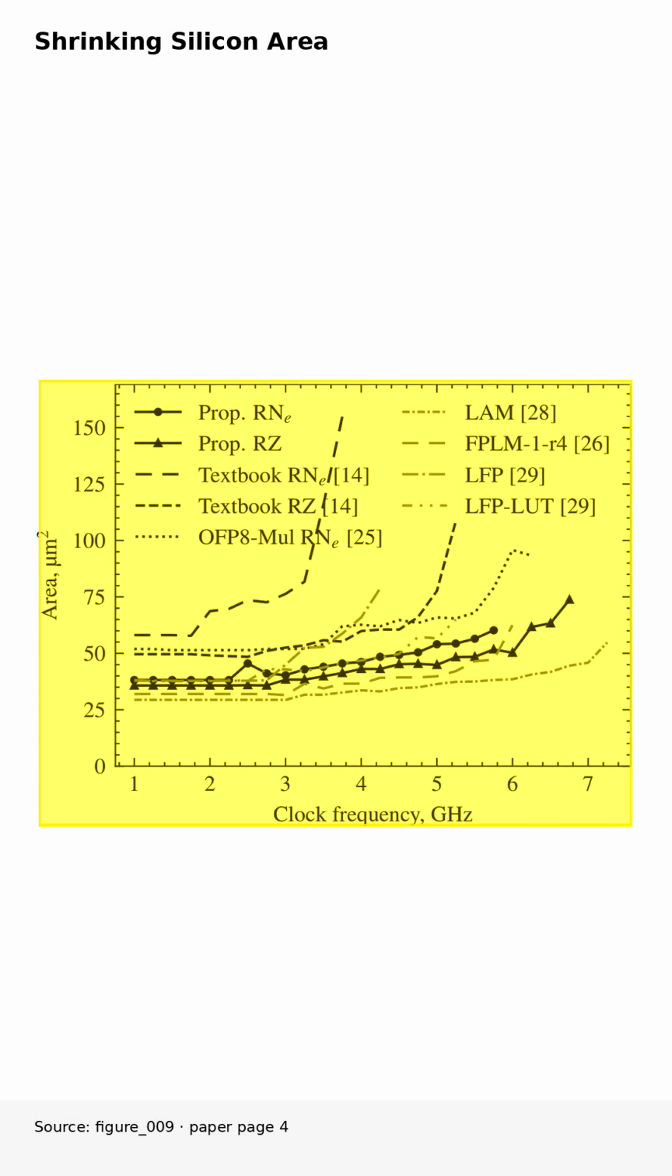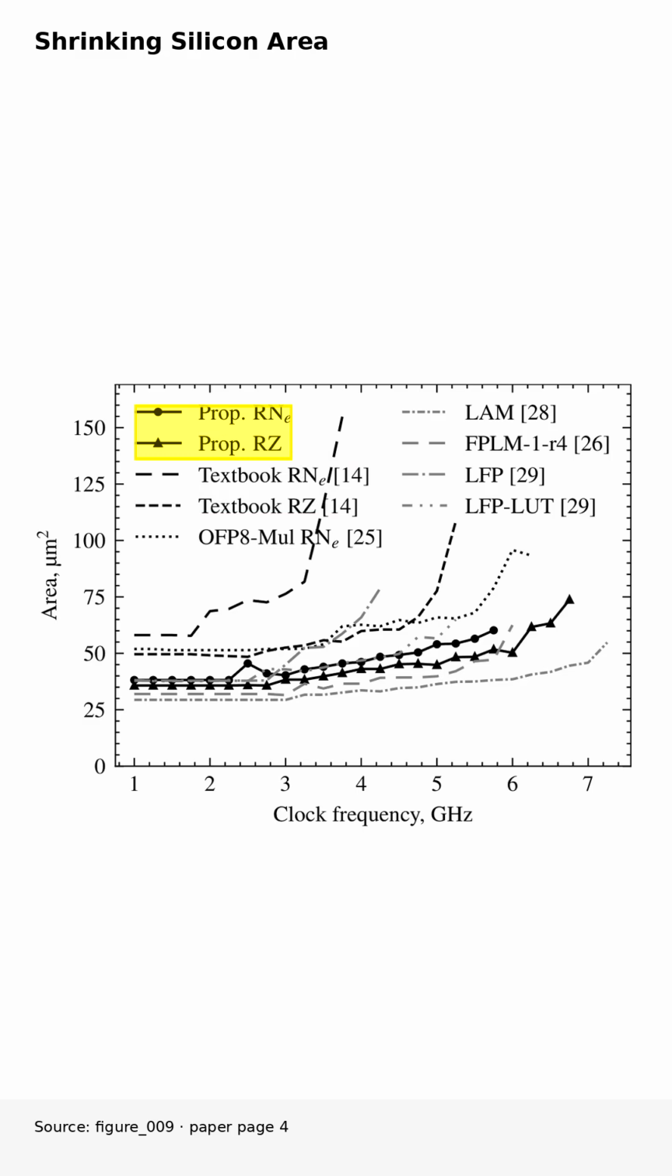Translating those Boolean equations into physical hardware reveals a massive reduction in silicon area. This graph tracks synthesized ASIC area for various E4M3 multipliers, plotting clock frequency in gigahertz against area in square micrometers. Look at the long dashed line representing the standard textbook implementation for RNE. As speeds increase past 3 gigahertz, its area climbs steeply, exceeding 150 square micrometers before failing to route entirely.